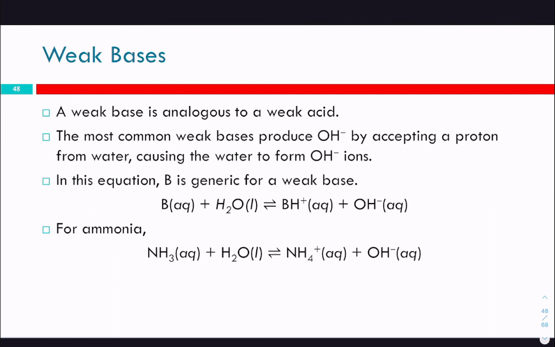Weak bases are analogous to weak acids. So again, we're going to have a smaller concentration of hydroxide than the base that we added. So here we're using B. This is not boron. This is generic for a weak base. But our weak bases often form hydroxide indirectly. So we looked at this one before, but ammonia removes a hydrogen from water to create that hydroxide and the ammonium ion.